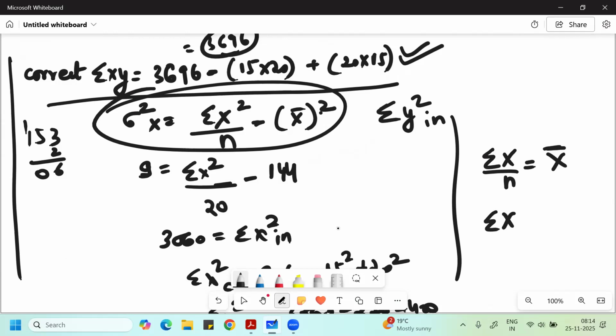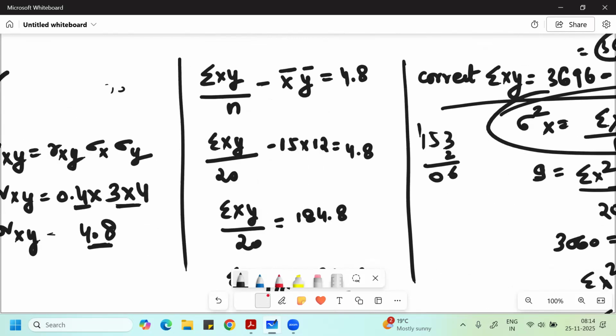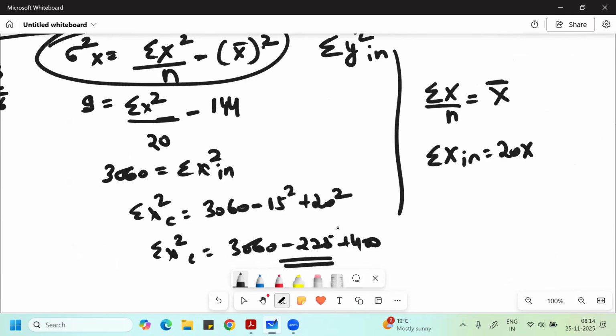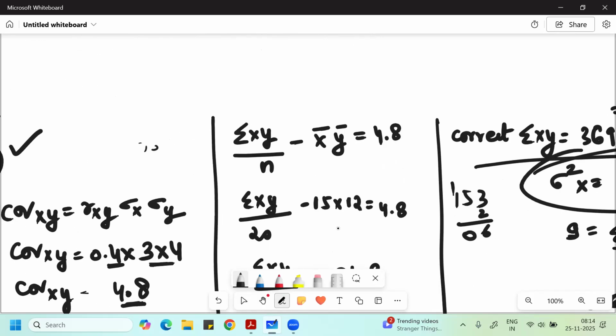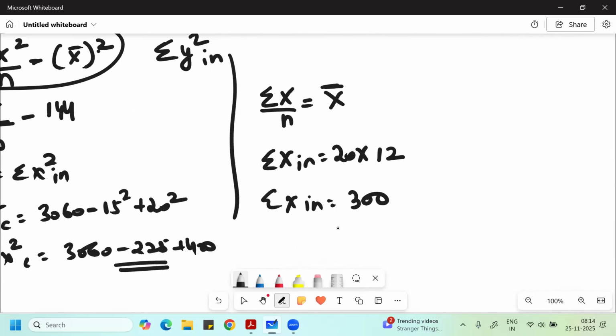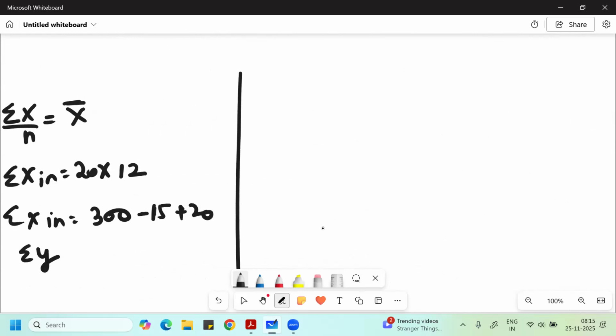So the incorrect sum of x would be, n is 20 and mean is given as 12. So the incorrect sum of x is 300. From 300, subtract the value of 15 and add 20. So from 300 minus 15 and add 20. Similarly, you can correct the sum of y also. So all values in the formula you have to correct.